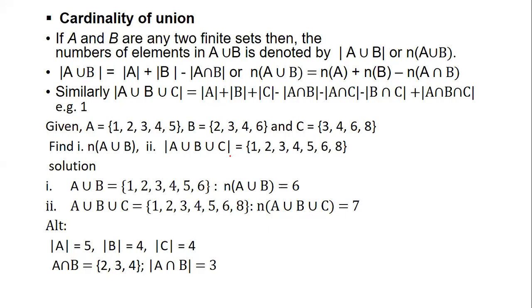So if we are going by the first approach, let me find my A union B. We know how to combine two sets. So we have the set A here, 1, 2, 3, 4, 5. Now B is 2, 3, 4, 6. So 2, 3, 4 are all here. We only have the 6 to be added. Therefore, A union B now becomes the set of 1, 2, 3, 4, 5, 6.